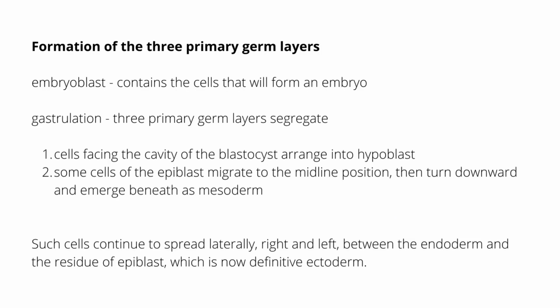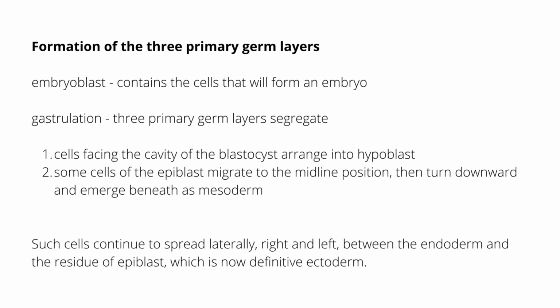Let's go to the formation of the three primary germ layers. The inner cell mass attached to the deep pole of the implanted blastocyst is sometimes called the embryoblast, since it contains the cells that will form an embryo. So the cellular mass enters into the process called gastrulation, through which the three primary germ layers segregate. The gastrula stage is the next advance after the blastula. It begins to take form.